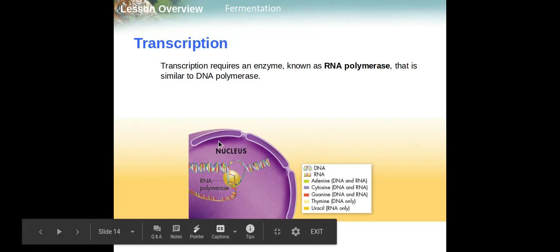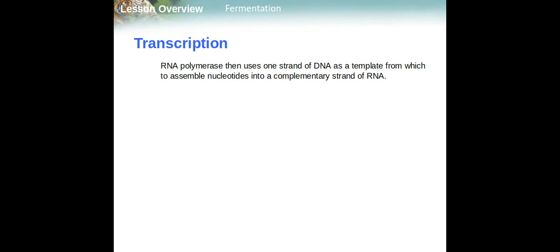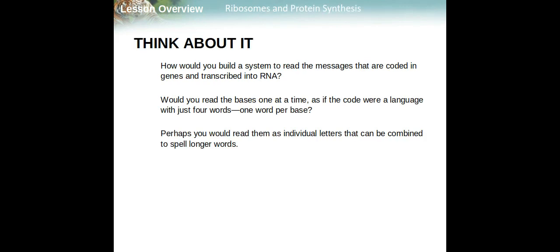Okay, so this is inside the nucleus, and you have an enzyme called RNA polymerase, which is very similar to DNA polymerase. And this RNA polymerase is going to put together the messenger RNA molecule. RNA polymerase binds to the DNA during transcription and separates the DNA strands. Then it uses one strand of DNA as a template from which to assemble nucleotides into a complementary strand of RNA.